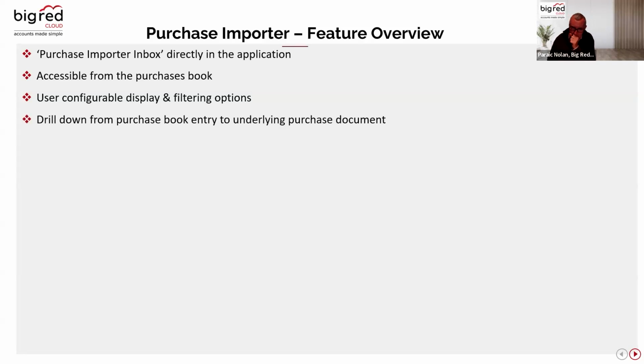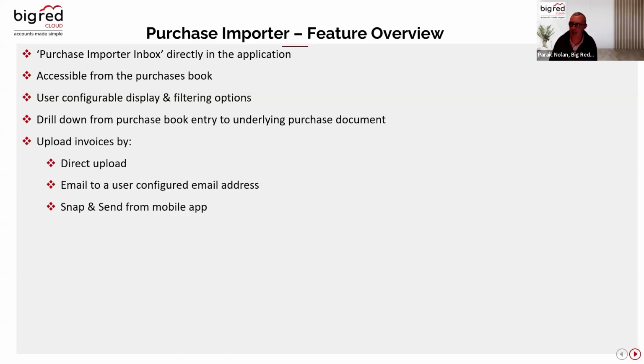You can also drill down from the purchase book entry to the underlying purchase document. That's really important. So if you receive an invoice from a supplier, they send it to you, you post it, you process it through the Purchase Importer, you'll be able to go back to that very same PDF as you're going through your ledgers in Bigger Cloud. So the integration here is very tight.